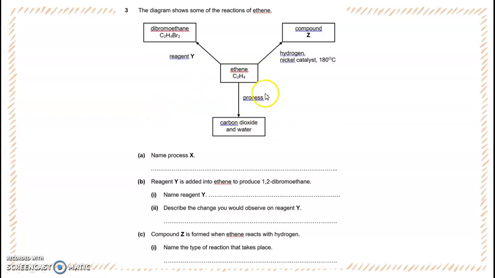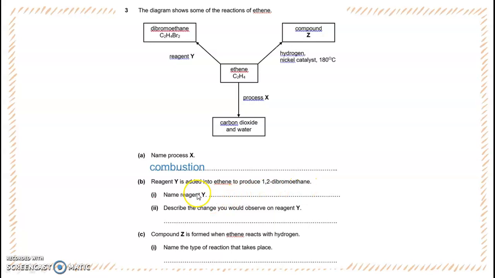Process means the chemical reaction. Reagent is, for example, hydrogen, that's called the reagent that's added. Conditions will include the catalyst and also the temperature involved. So which reaction will give me carbon dioxide and water? The answer should be combustion. Remember I did mention that combustion will always produce these two products, carbon dioxide and water. Reagent Y is added into ethene to produce 1,2-dibromoethane.